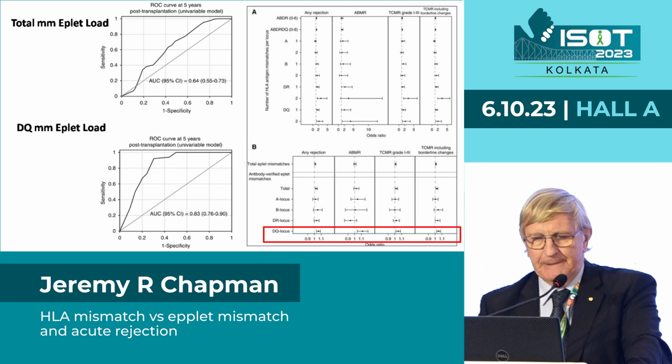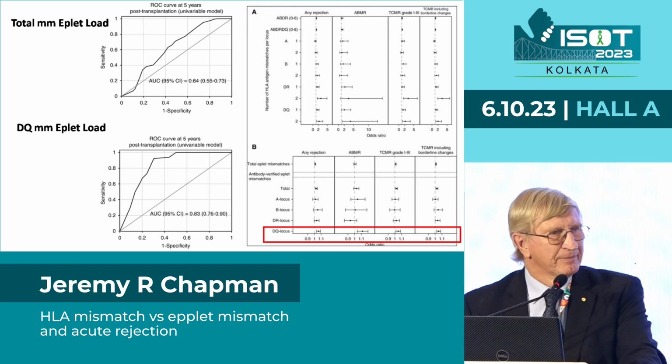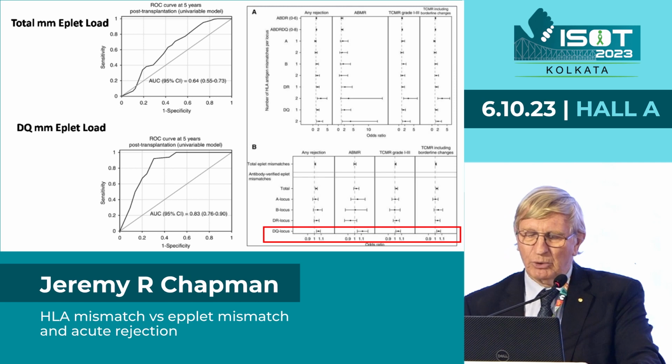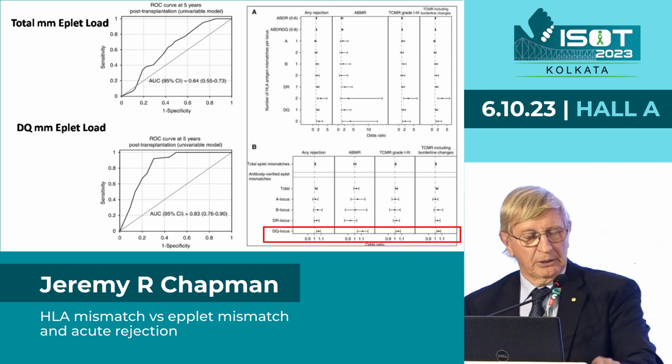Now, on the right, you'll see those forest plots, and I've deliberately left them small, of course, so you can't see the differences. But basically, there aren't any. They're not very important differences, except what I put in the red box, the HLA-DQ, and the only one that's really any significant is the antibody-mediated rejection and rejection rate in the DQ mismatch. Just here.